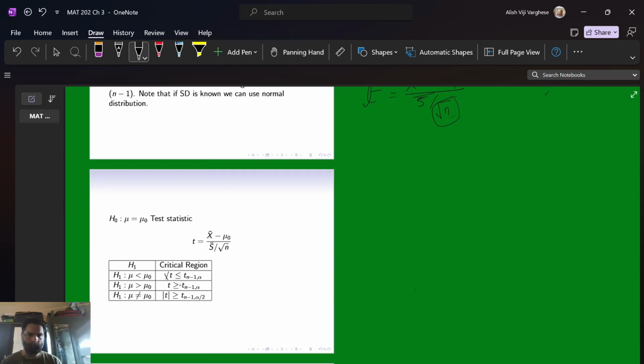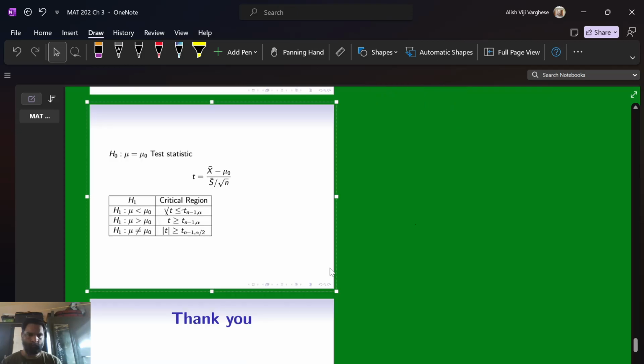If H1, the alternative hypothesis, is mu less than mu naught, then the critical region is t less than minus t n minus 1, alpha. And if mu greater than mu naught is the alternative hypothesis, then t greater than t n minus 1, alpha is the critical region. And if the alternative hypothesis is mu not equal to mu naught, then the critical region is mod t greater than t n minus 1, alpha by 2. These are the critical regions associated with each of the test statistics.